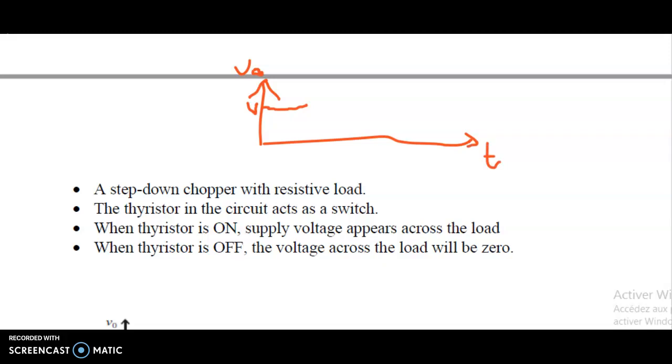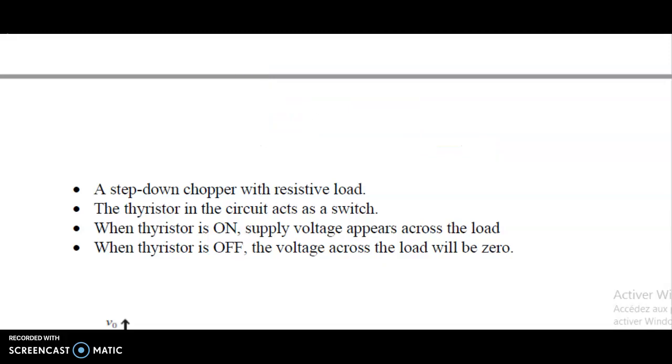When the thyristor is on, V naught is equal to V. When it's off, V naught is equal to... we're going to see a better diagram below, but this is basically the type of graph we are talking about.